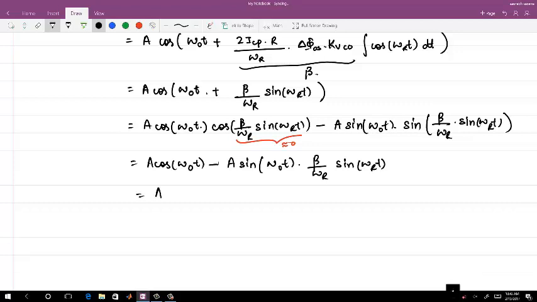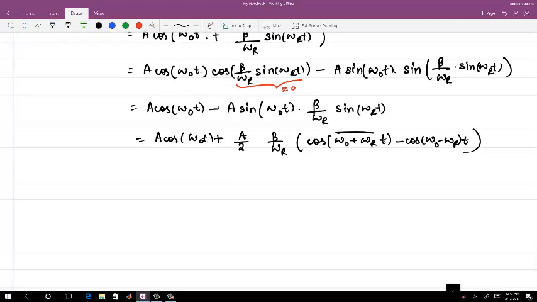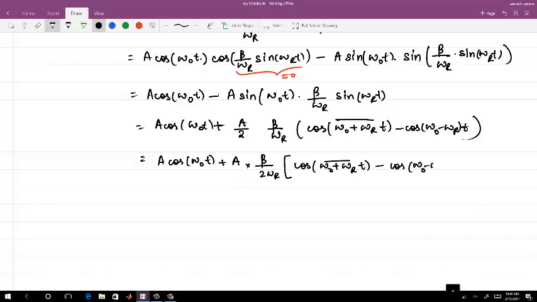Now this is cos omega naught t minus beta by omega R. I am directly applying the identity: minus 2 sine A sine B is equal to cosine of A plus B minus cosine of A minus B. So if I just rewrite it, this is beta by 2 omega R times cosine of omega naught plus omega R t minus cosine of omega naught minus omega R t.